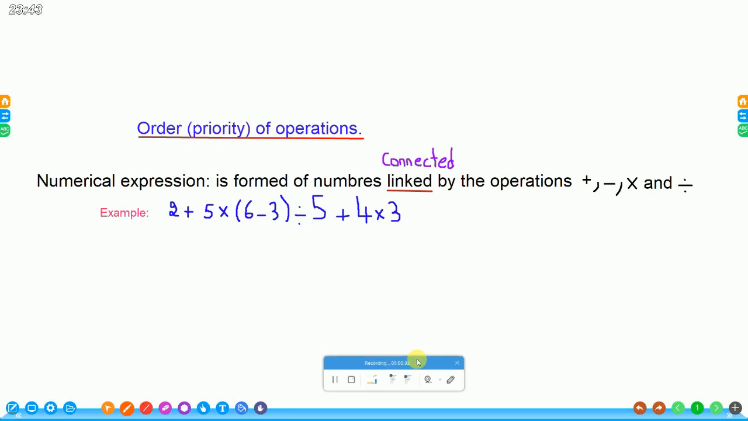Hello everyone. Today's lesson is order or priority of operations. And before we explain this new concept, let's see what is the meaning of numerical expression.